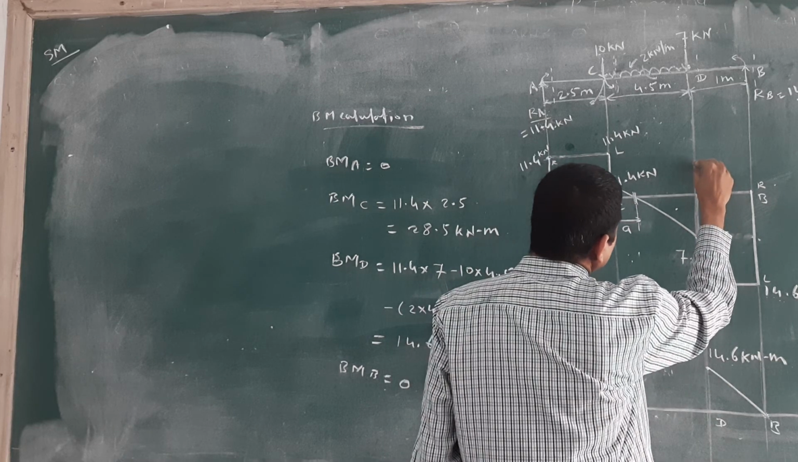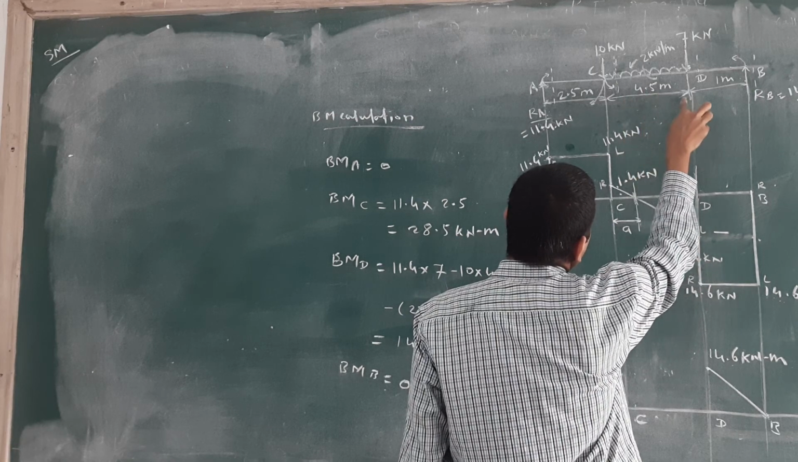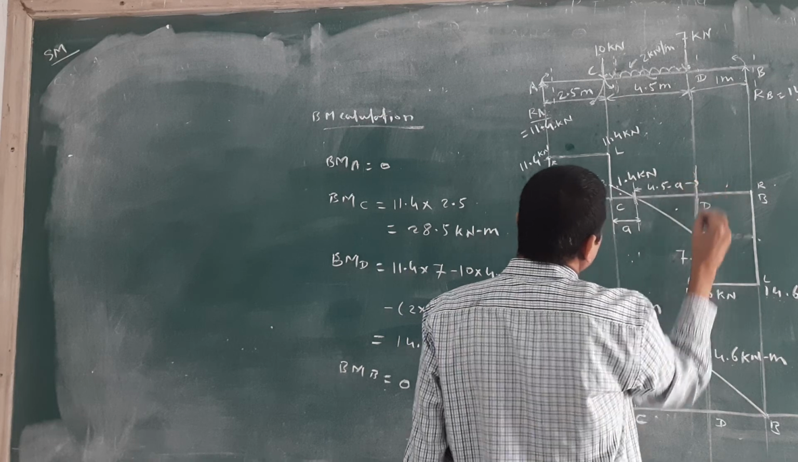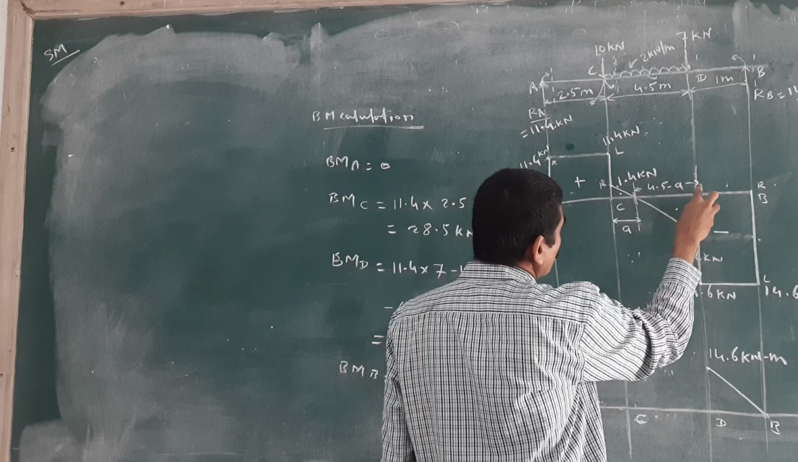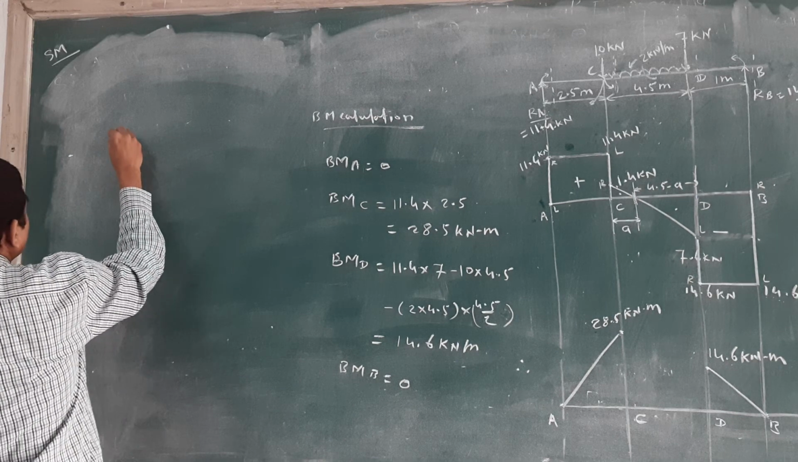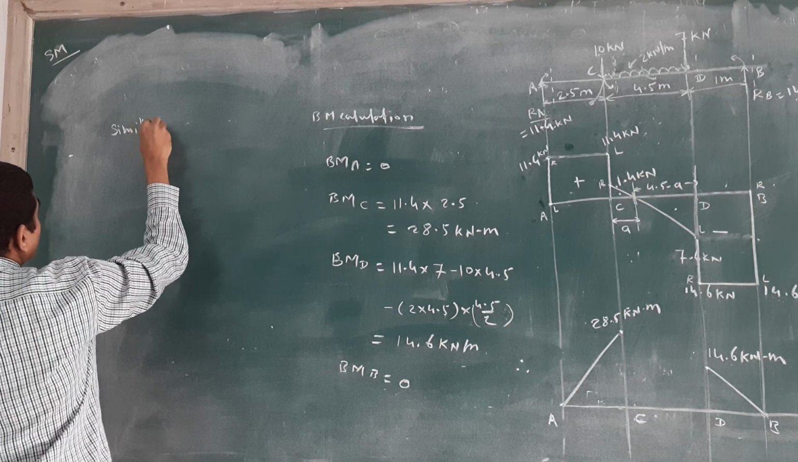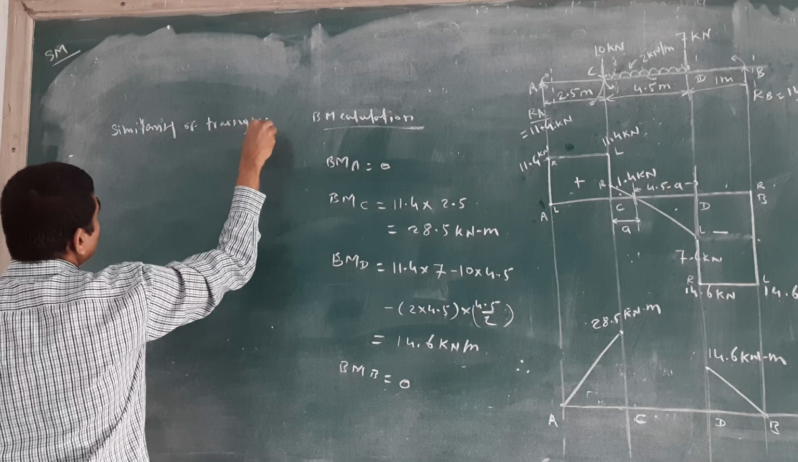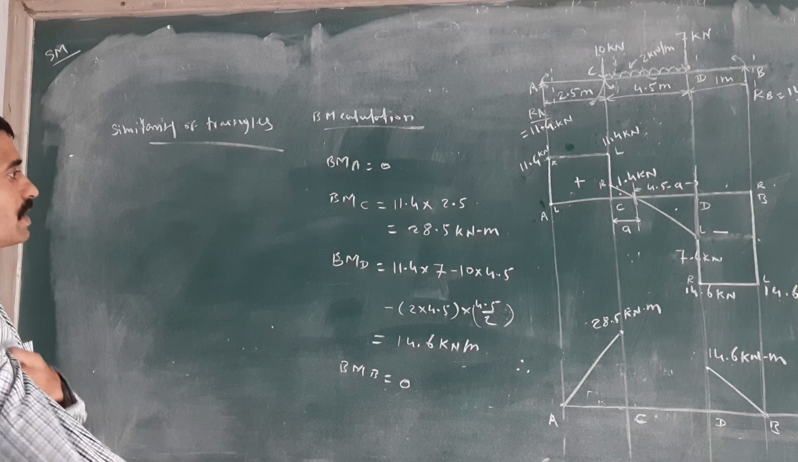What is the remaining distance from this point to this? Total distance is 4.5 meter, right? And this distance is 4.5 minus A, right? We consider this distance is A, and here we get the 4.5 minus A distance. Here we consider the similarity of triangle principle. What is the similarity of the triangle principle?